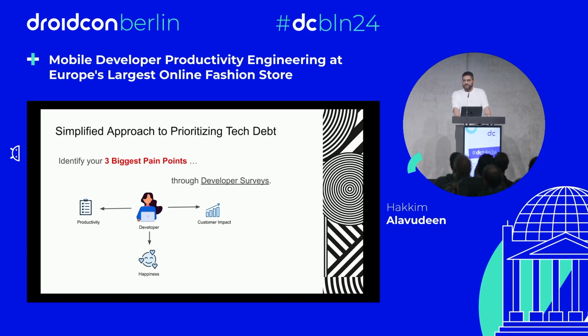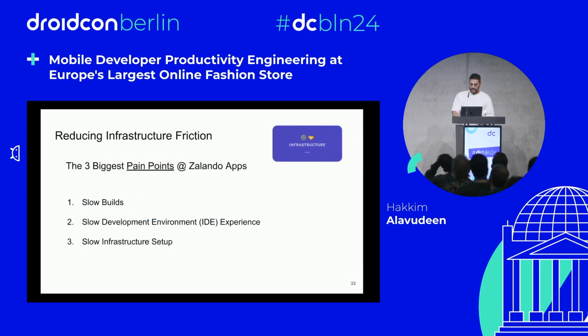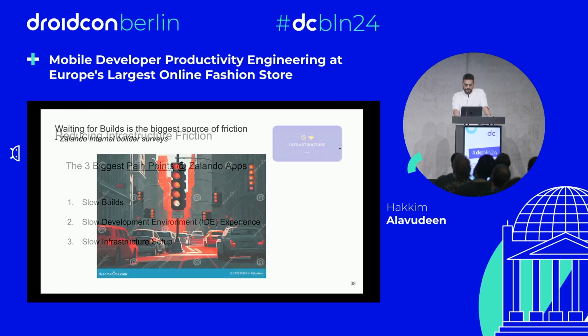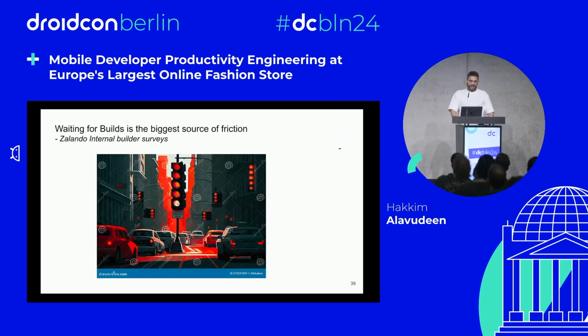So we wanted to take a bit more of a simplistic approach to identifying tech debt. I talked about how to prioritize it and get buy-in, but this is about identifying. And we said, look, we want to place the developer at the center, right? So let's do developer surveys and try to source the three biggest pain points. The three biggest pain points at Zalando, and I think it's no surprise to those of you from the apps world, were slow builds, slow IDE experience, and slow infrastructure setup. So why is build such a big problem if you're not from an apps background, that is?